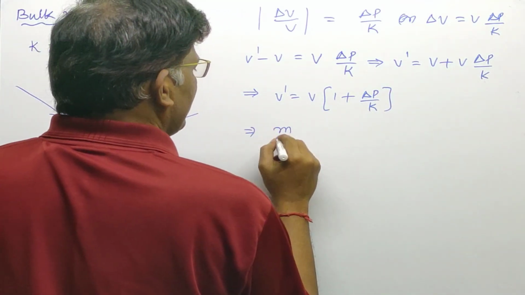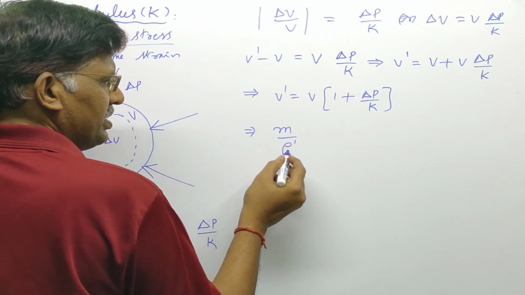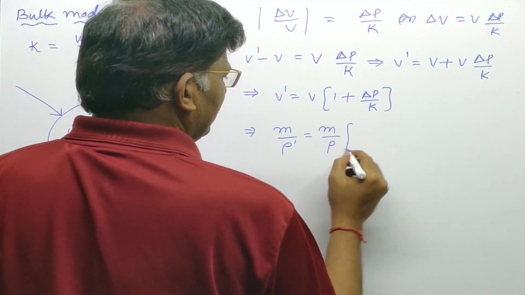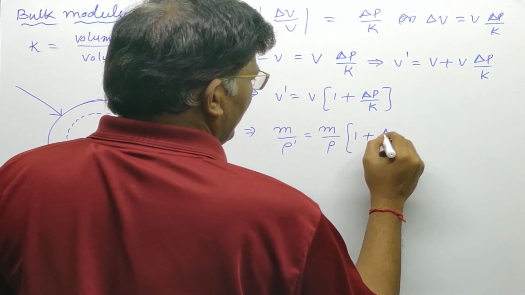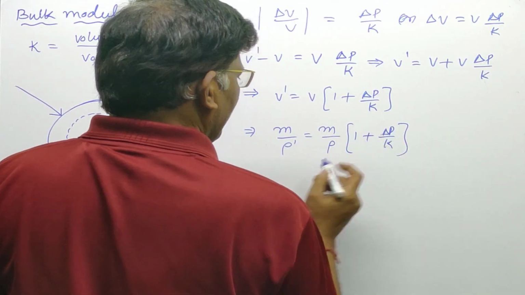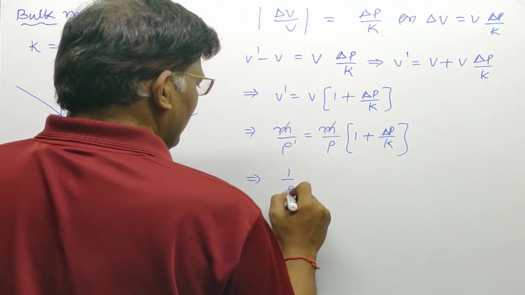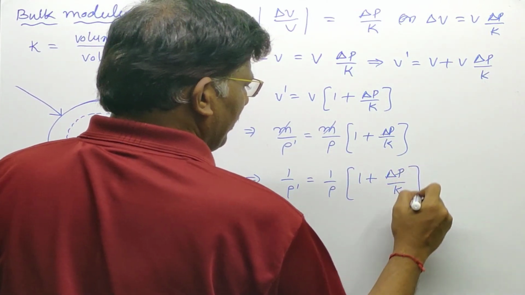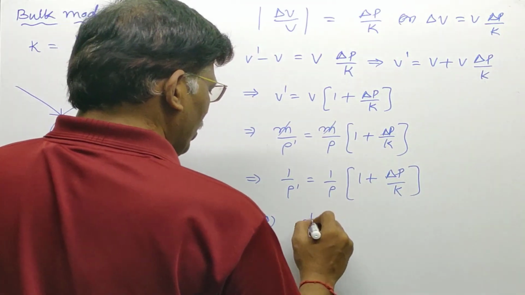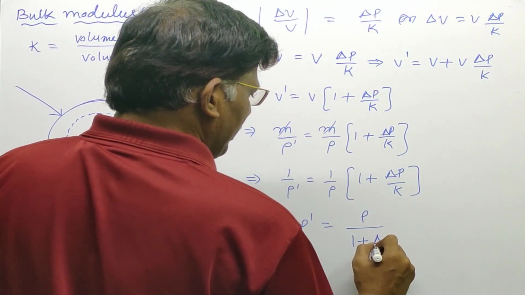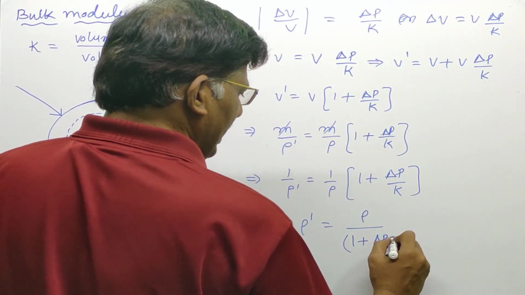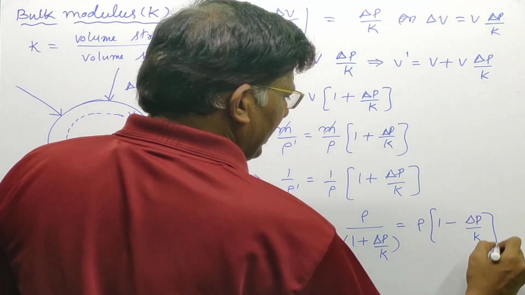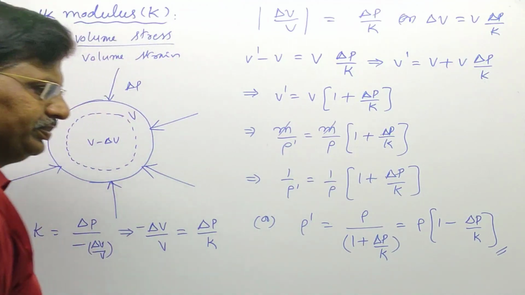Volume can be written as mass by density, where M is mass and rho dash is the final density. Mass by rho, where rho is the initial density, into 1 plus delta P by K. The mass terms cancel, so 1 by rho dash is equal to 1 by rho into 1 plus delta P by K, or rho dash is equal to rho divided by 1 plus delta P by K, which is approximately rho into 1 minus delta P by K. This is the final density.